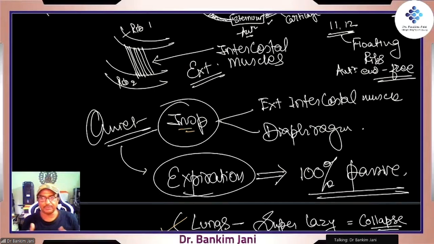Quiet inspiration, when we breathe in. So it is the external intercostal muscle and the diaphragm. They are in use, but for the expiration, the muscles are just relaxed. Muscles use energy only when there is contraction. Over here, they relax. So when they relax, air goes out. So that's why this is 100% passive.